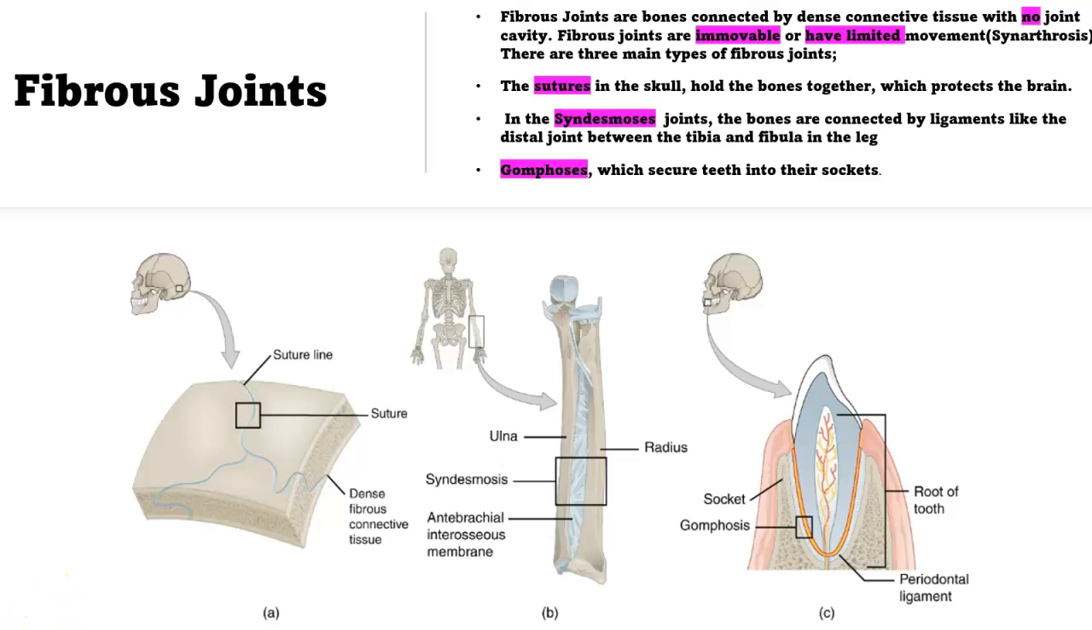The sutures in the skull hold the bones together, which protects the brain. In the syndesmosis joints, the bones are connected by ligaments, like the distal joint between the tibia and the fibula in the leg. Gomphosis secures the teeth into their sockets.